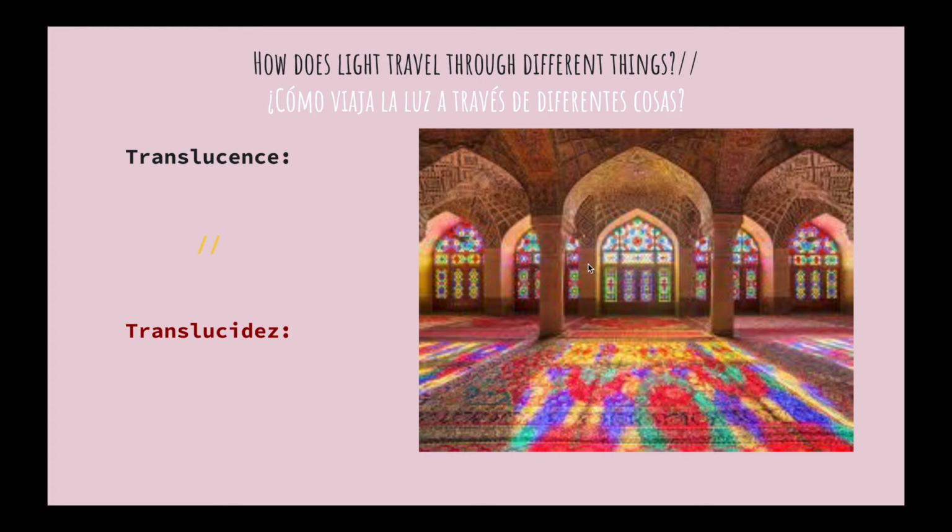Translucency is a little different. As you can see with this window, light is still passing through. It's how we can see the beautiful colors on the floor. However, we also see that it's not as clear as the last window. So we know this is translucent because we can't clearly see outside, but light can still pass through the window.